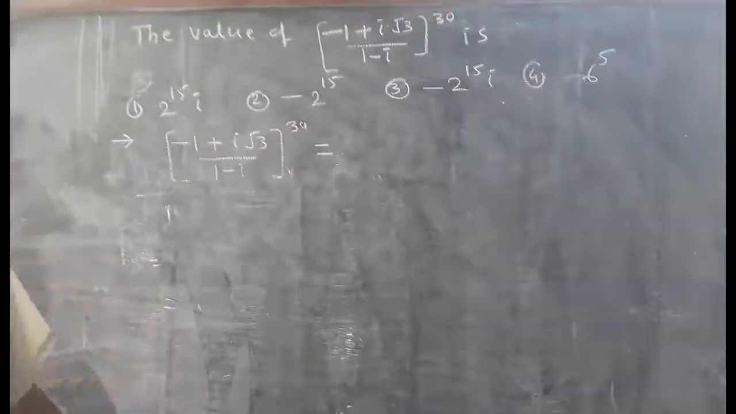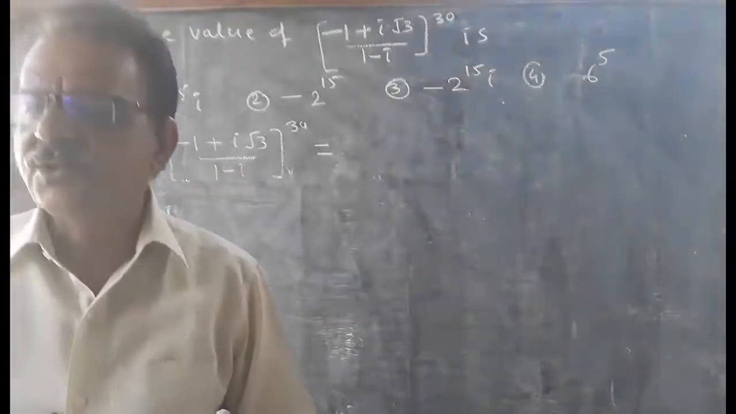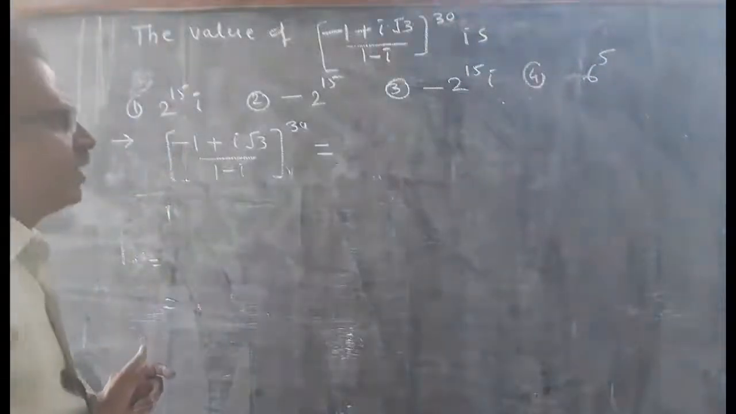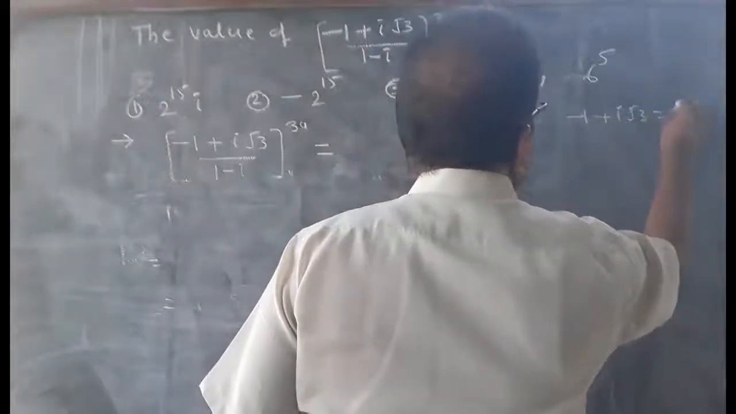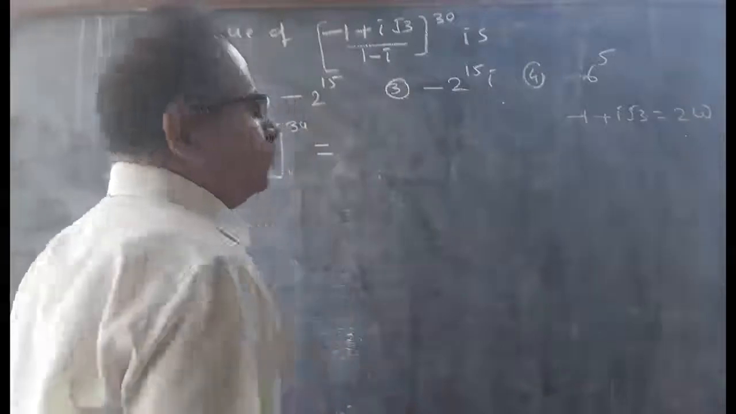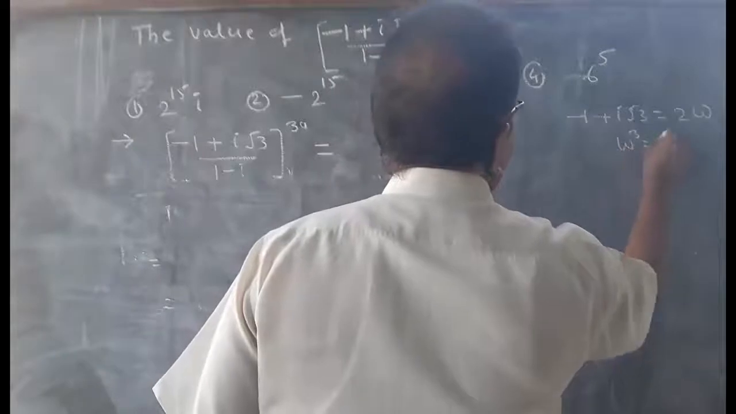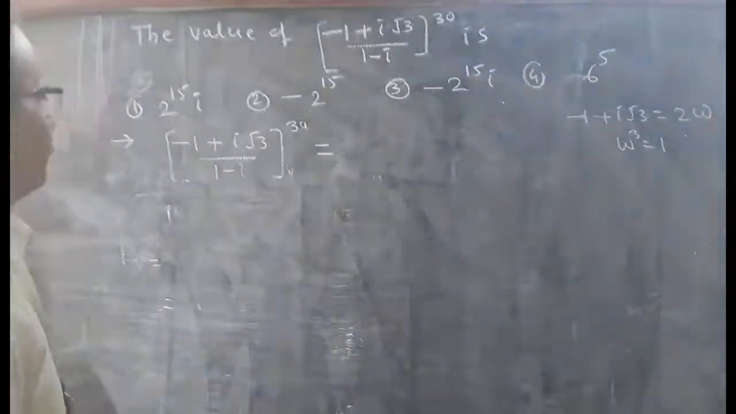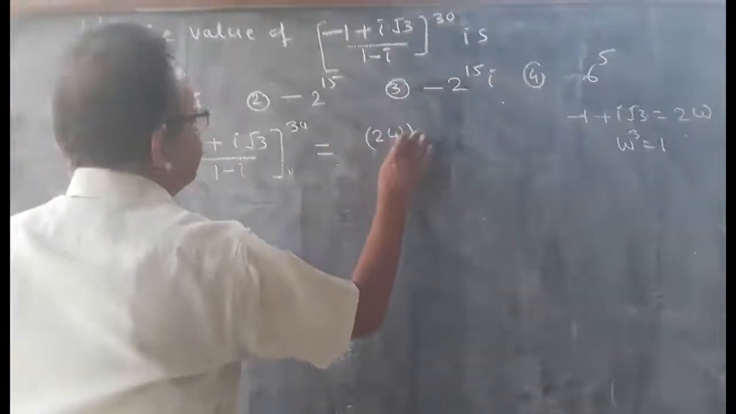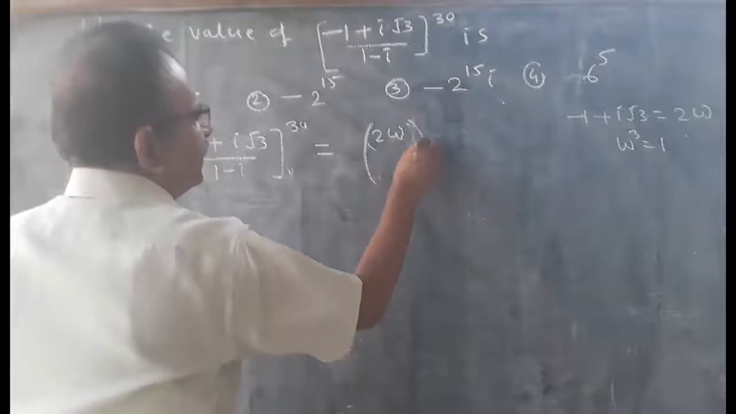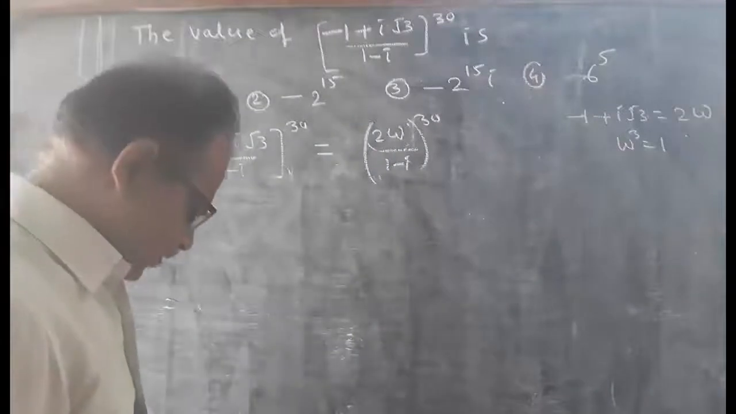We know that the value of minus 1 plus i root 3 is nothing but 2 omega, where omega is a cube root of unity and omega cube equals 1. Minus 1 plus i root 3 equals 2 omega, where omega is a cube root of unity and omega cube will give us 1. Therefore, I shall substitute the value of this: 2 omega divided by 1 minus i, raised to 30. 2 omega into 1 minus i raised to 30.